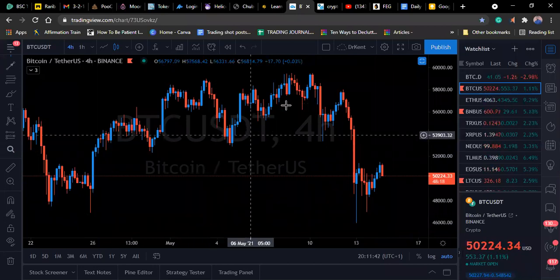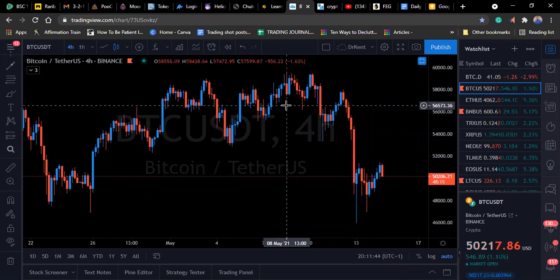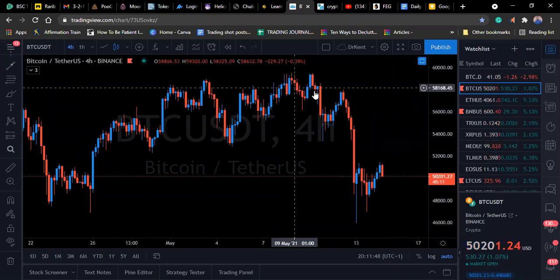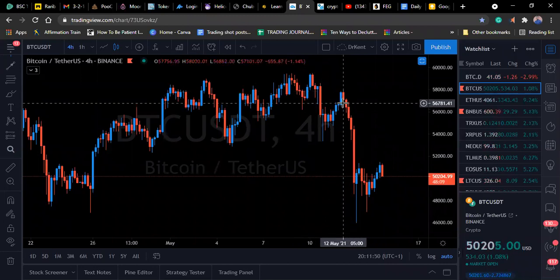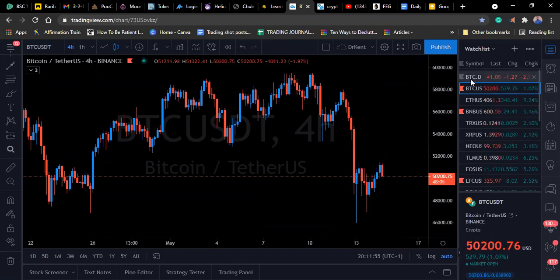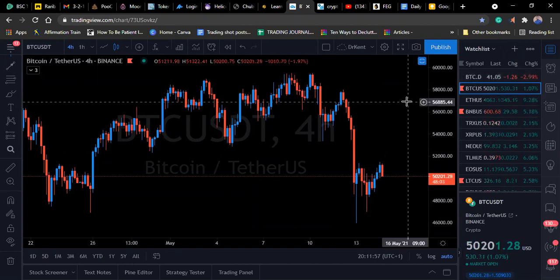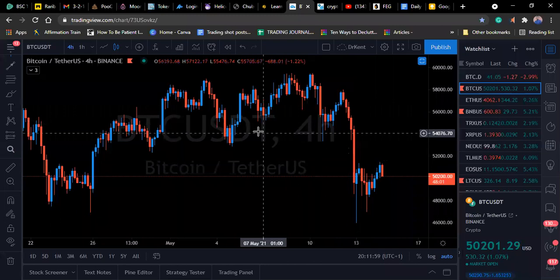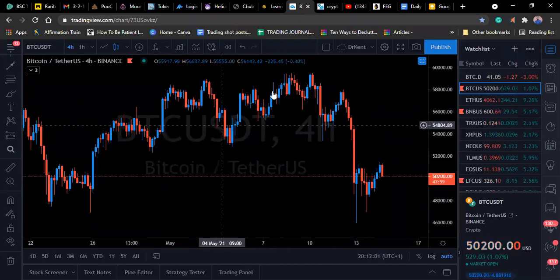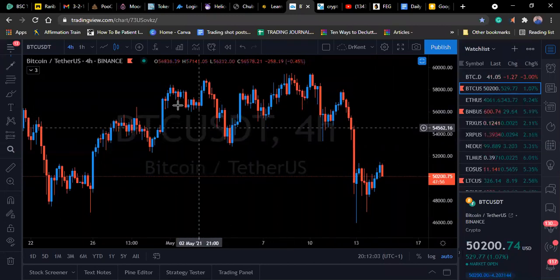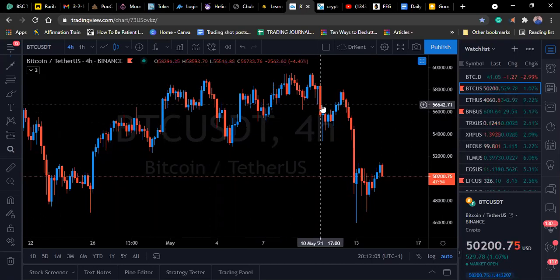Even if you're trading on Binance, sometimes the candles look different on the chart than when you're trading on another exchange like maybe OKX or FTX. But TradingView helps you take all that out and helps you to focus on the right chart and the right price movement.